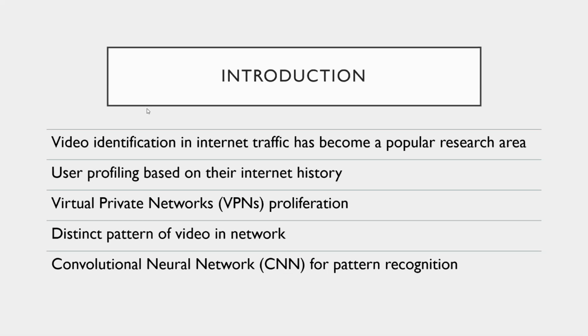As you might know if you have experience in artificial intelligence, the convolutional neural network has been here for quite a long time for recognizing patterns in images. This particular paper utilized the distinct pattern of a video, which is taken from a network, and utilized it as an image in a convolutional neural network.